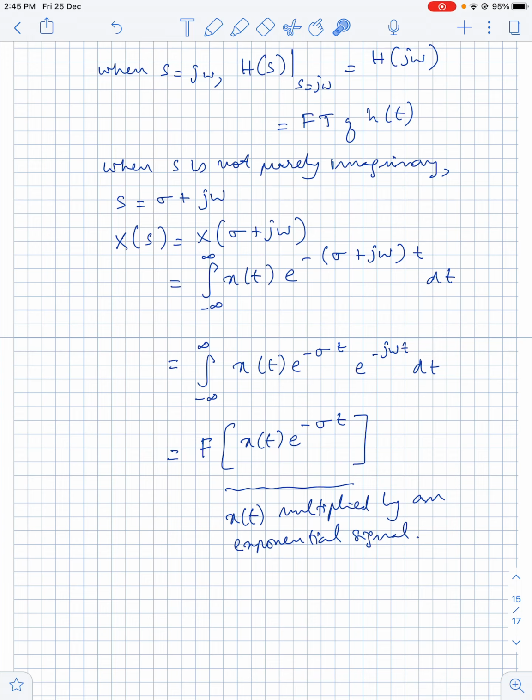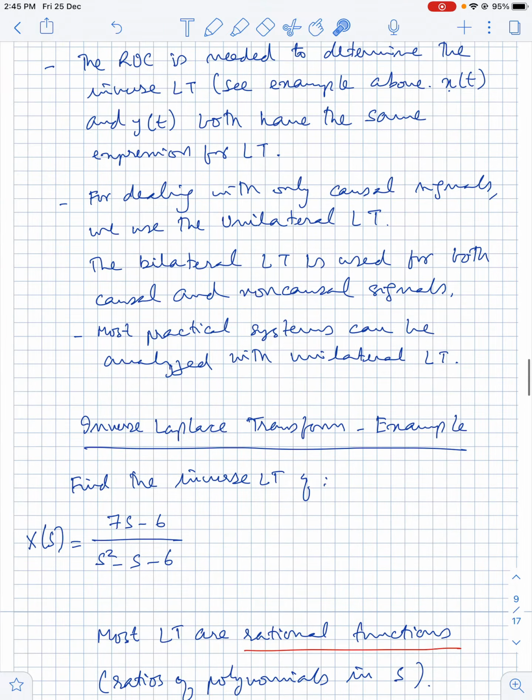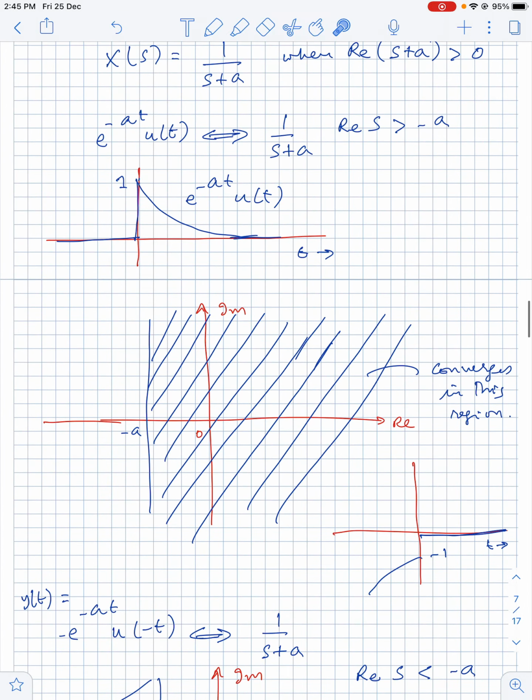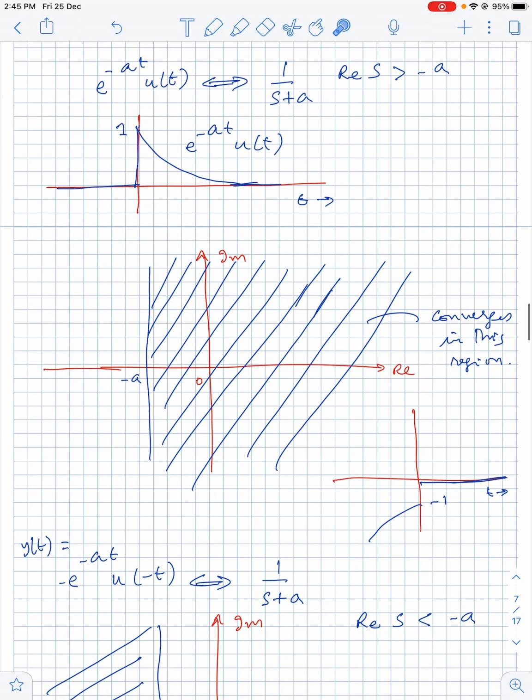It is just like you are multiplying x(t) by an exponential, and the Fourier transform of x(t) multiplied by an exponential function is equivalent to the Laplace transform of x(t). That has a practical meaning here. Now come back to the problem which we solved. We had seen earlier that e raised to minus a t u(t) has this Laplace transform, and we saw that the ROC is s greater than minus a.